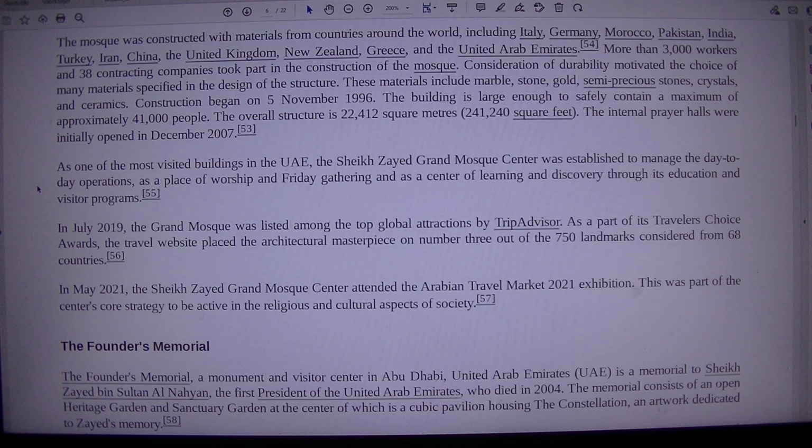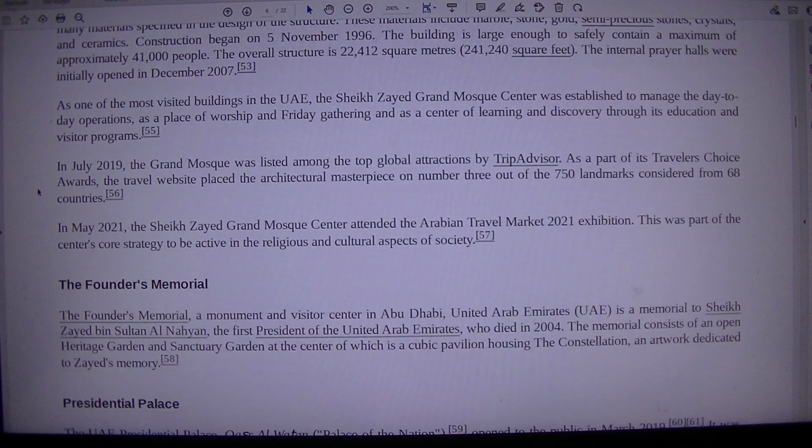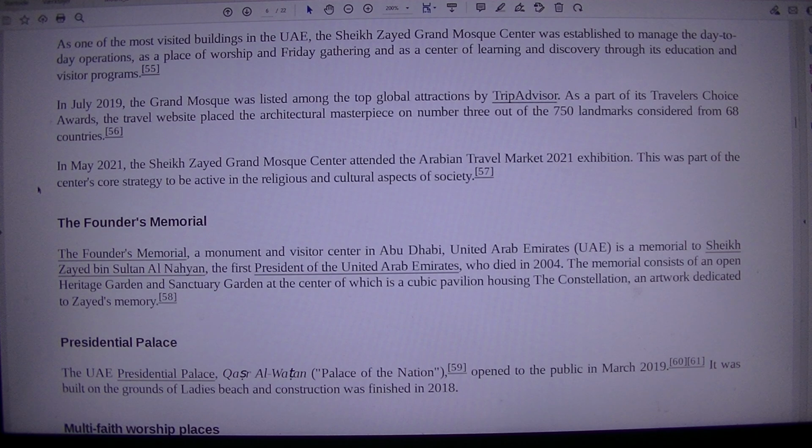53, as one of the most visited buildings in the UAE. The Sheikh Zayed Grand Mosque Center was established to manage the day-to-day operations, as a place of worship and Friday gathering and as a center of learning and discovery through its education and visitor programs.